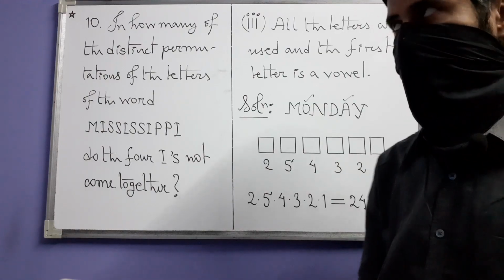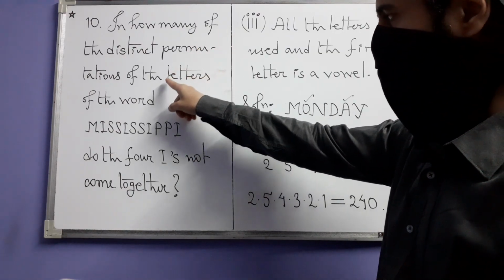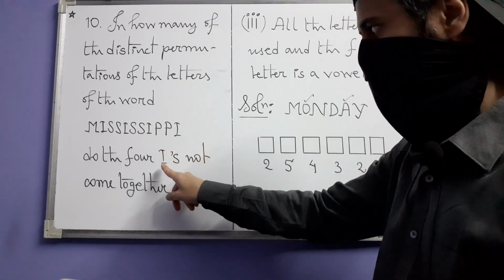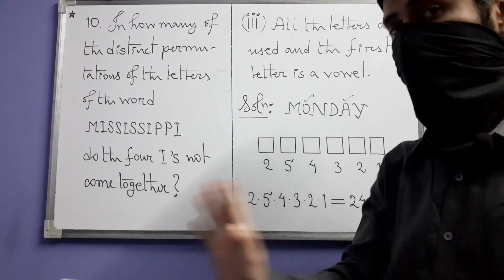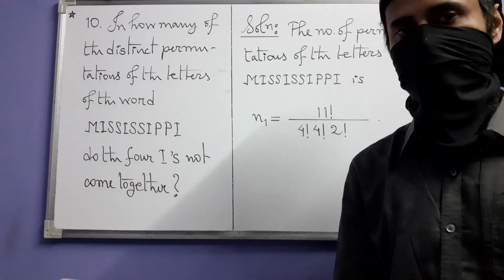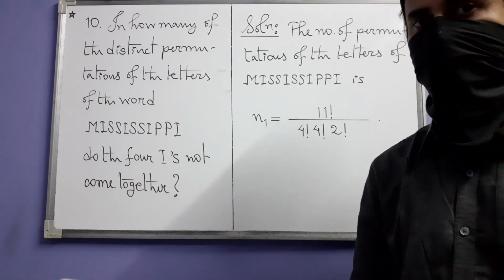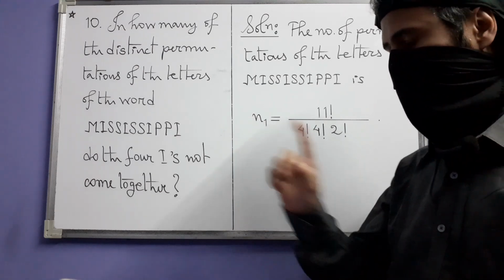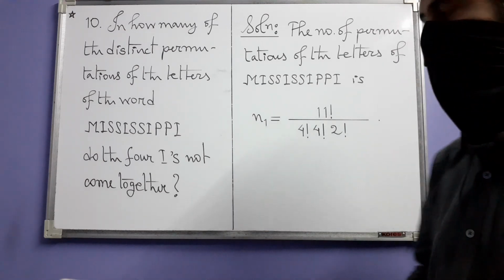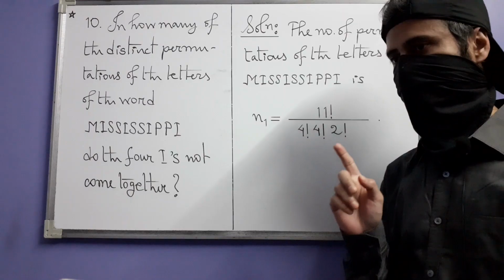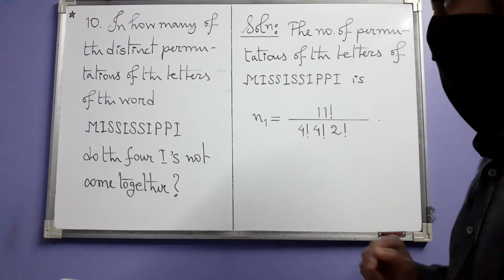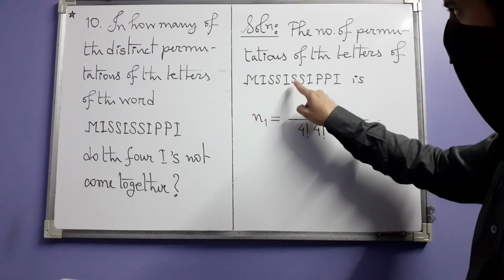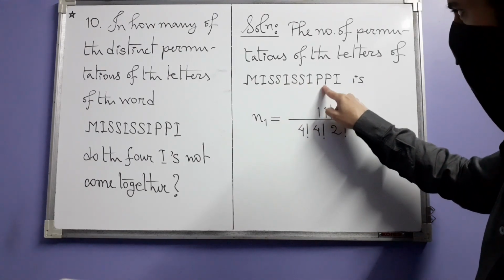Next, number 10. In how many of the distinct permutations of the letters of the word Mississippi do the 4 I's not come together? In the solution, we first calculate the number of possible permutations without that restriction that the 4 I's cannot come together. So first we see how many letters there are in this word. 1, 2, 3, 4, 5, 6, 7, 8, 9, 10, 11.